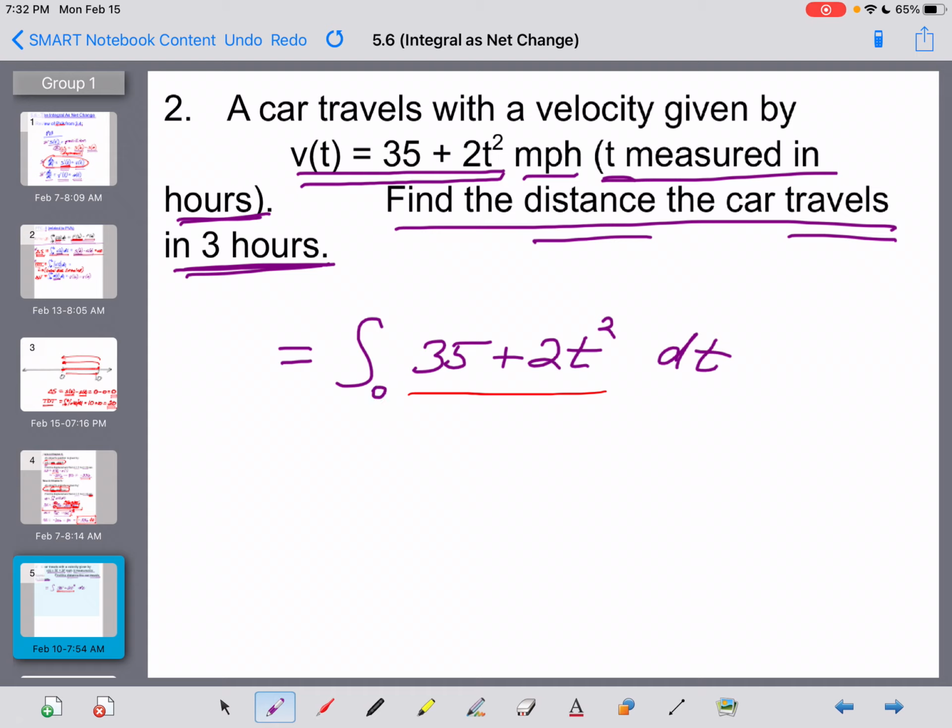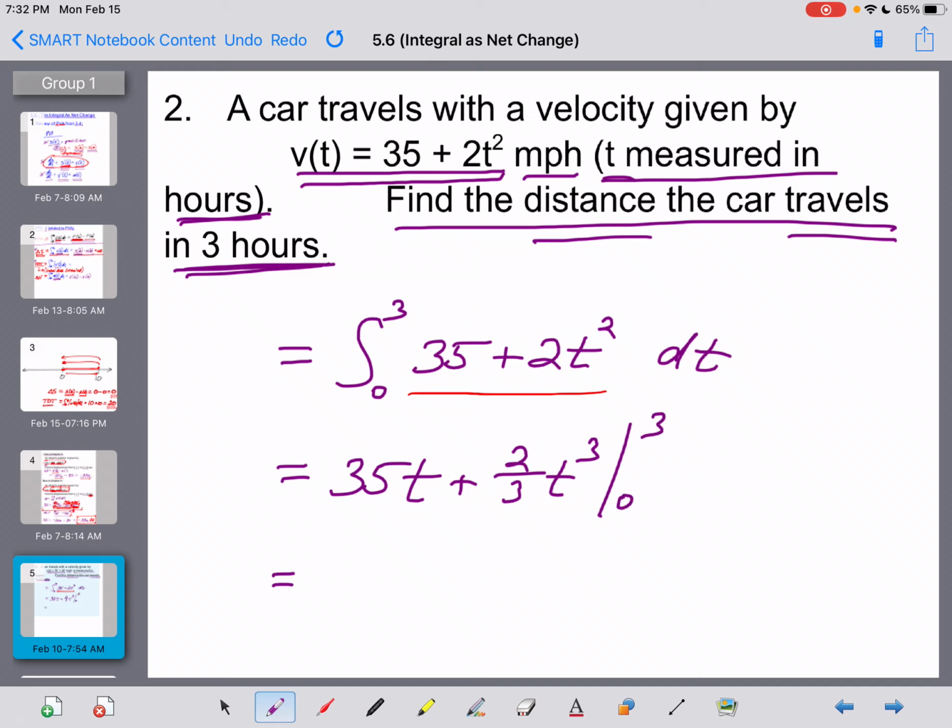From 0 to 3. Let's see what we can do with this one here. Now, this one isn't too bad to integrate by hand, so I'm going to do this and maybe regret it, but then I'll show you a little trick on the calculator in a moment. So 35t, and then plus, that's a little ugly, that's going to be a 2/3 t cubed for that antiderivative going from 0 to 3.